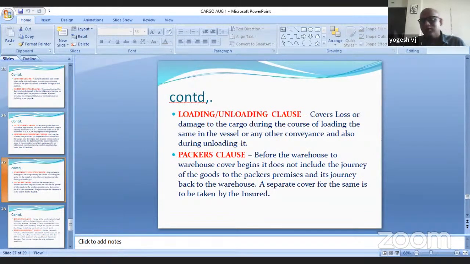Okay, so the goods which are prepared, this high-end good, let us say, assume sound system, it is prepared, but it is not packed. It is sent to the packer's warehouse. Okay, for packing. फिर वो pack होता है उधर से और इधर आता है. What if there is a loss during that journey? For that, this packer's clause is specified over here. Before the warehouse to warehouse cover begins, it does not include the journey of the goods to the packer's premises and its journey back to the warehouse. A separate cover for the same is to be taken by the insured. Remember this. Okay, separate cover has to be taken.